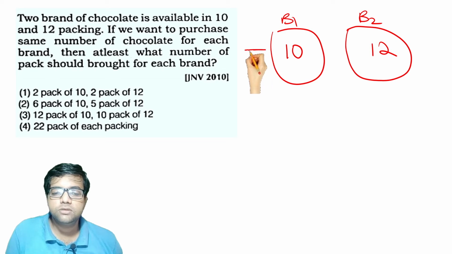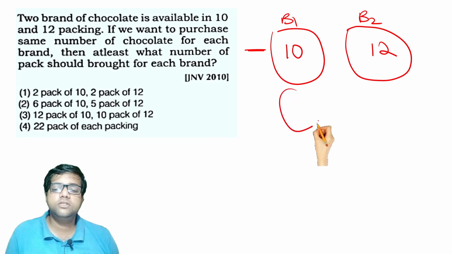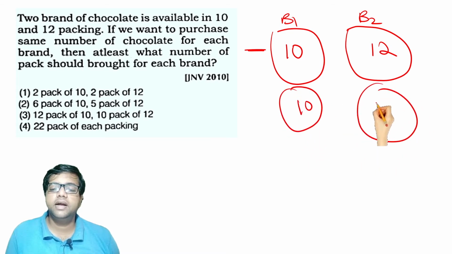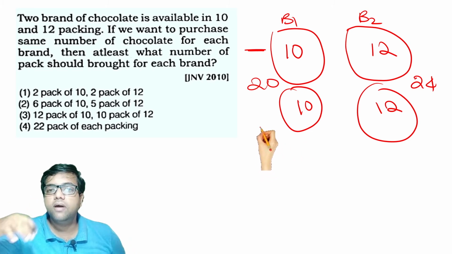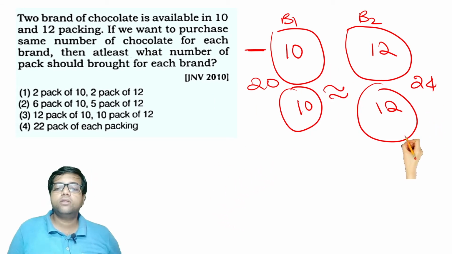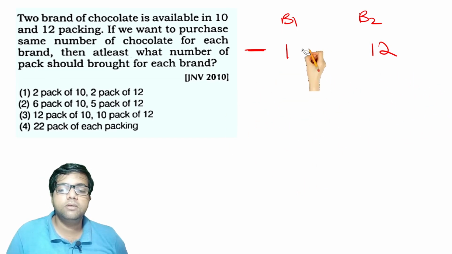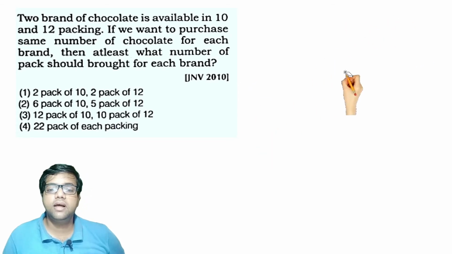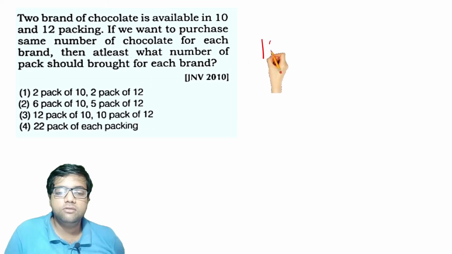When I purchase one bag, I get 10 and 12 chocolates, right? If I purchase 2 bags of each brand, then 10 plus 10 is 20 chocolates, and 12 plus 12 is 24 chocolates. The question is asking us to buy as many bags as needed to get an equal number of chocolates in both brands. How do we solve this problem? We need to take the least common multiple of both, the LCM. Then you will find the right answer.